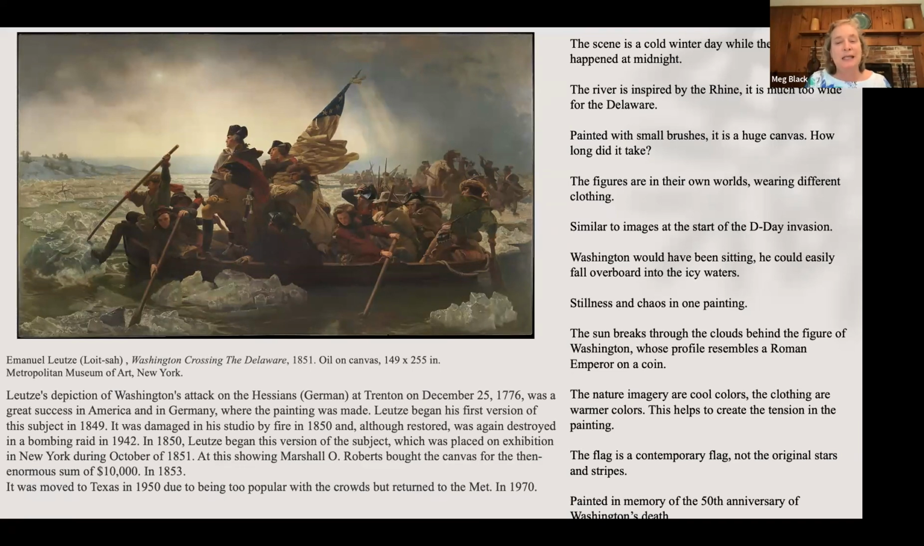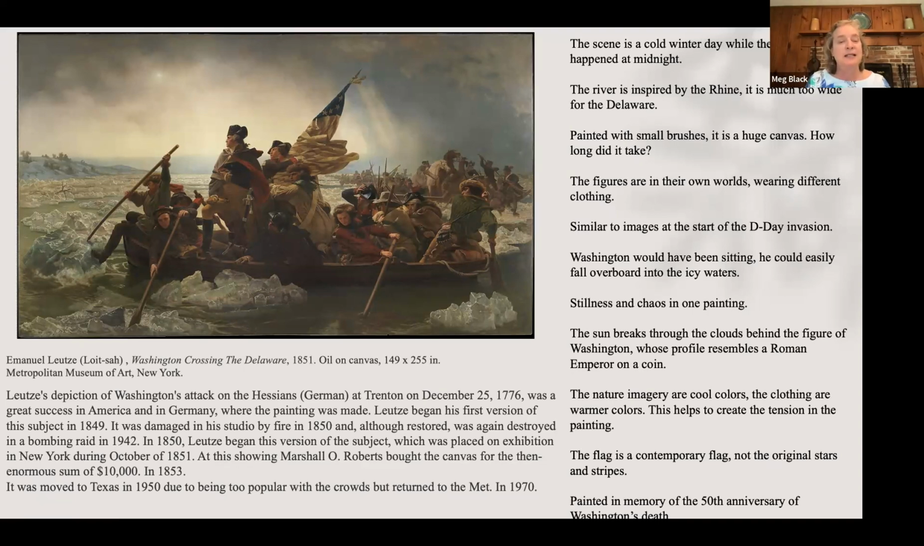Washington would have been sitting. He would not have been standing in that boat. He would have fallen right over into that freezing cold water. So there's no way the guy was standing. And there's no way that poor guy's holding that huge flag, and that freezing cold breeze would have been able to survive it.